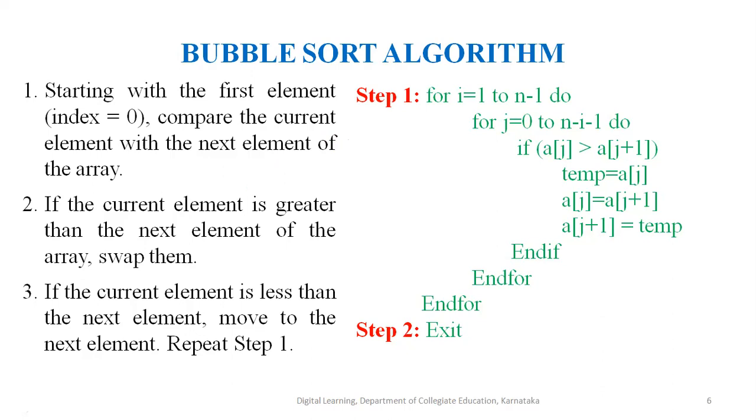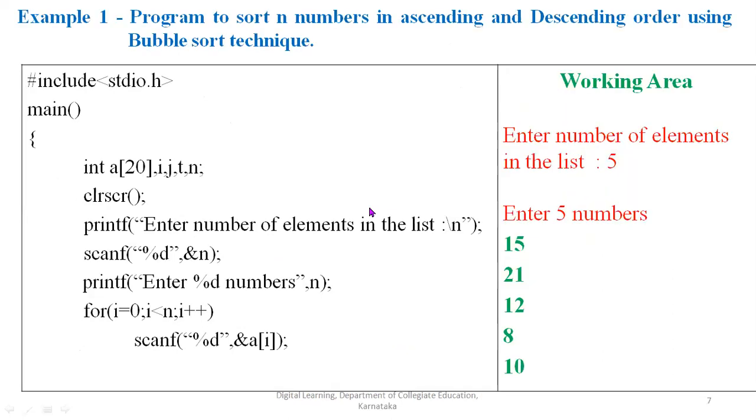The process goes on until the last element. Now the same process goes on for the remaining iterations also. After each iteration, the largest element among the unsorted elements is placed at the end. So now let us take the bubble sort technique to sort the numbers in ascending and descending order.